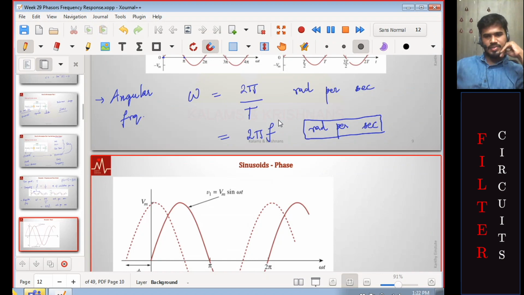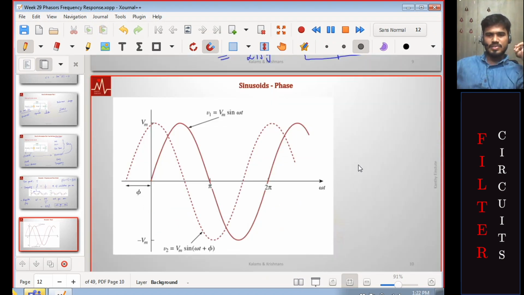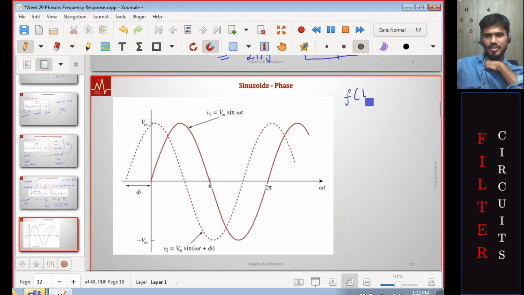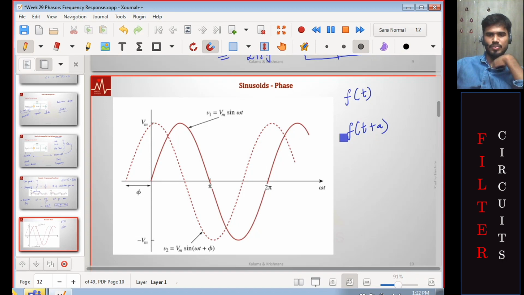Again, let's understand. Notice sinusoids also have something called a phase. We have seen lots of Desmos videos here and there. We take a function f of t. If we do f of t plus a, the function is going to shift backwards, right? If the original function is a sine, it has a peak value of Vm, and its time period is T.